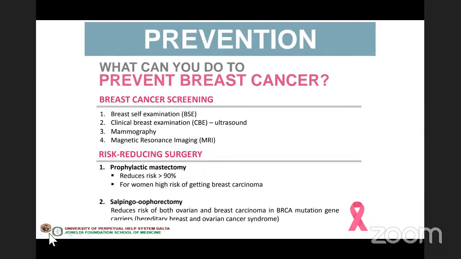So what can you do to prevent breast cancer? Breast cancer screening is important. Breast self-exam, or your clinician breast exam, ultrasound or mammography or an MRI.